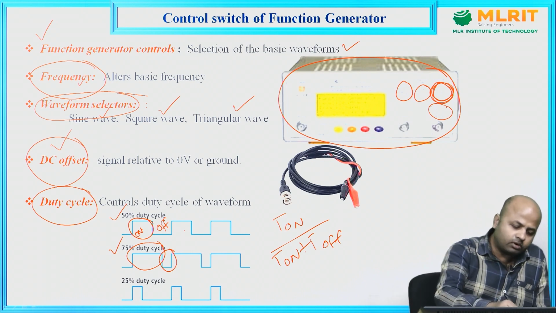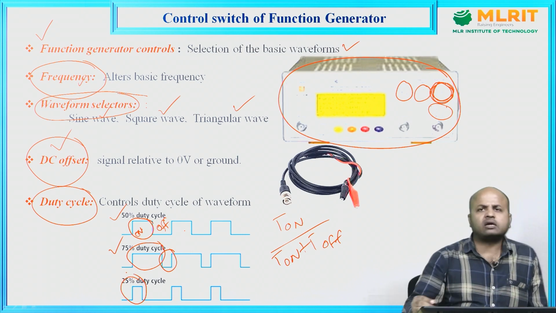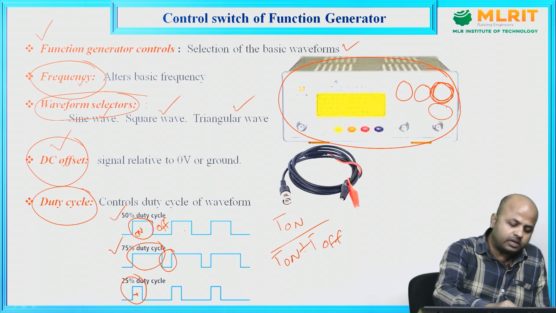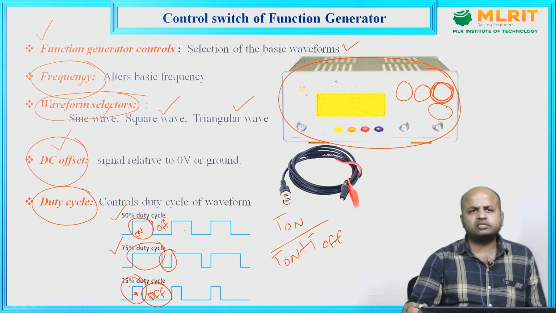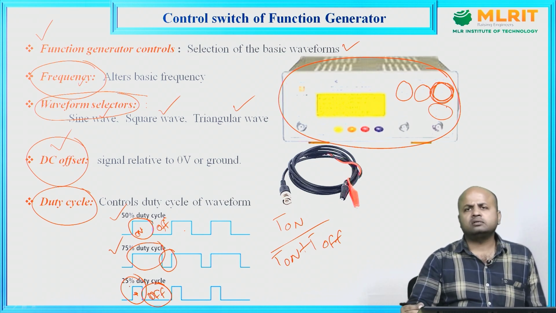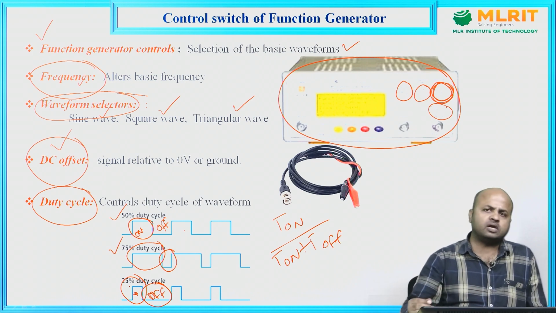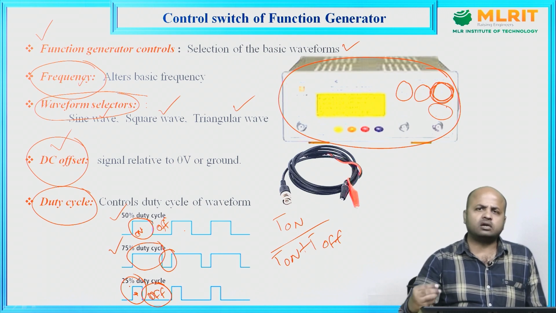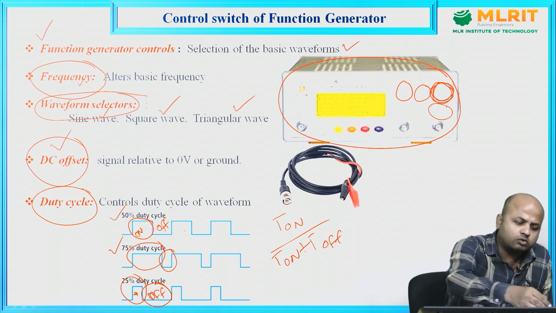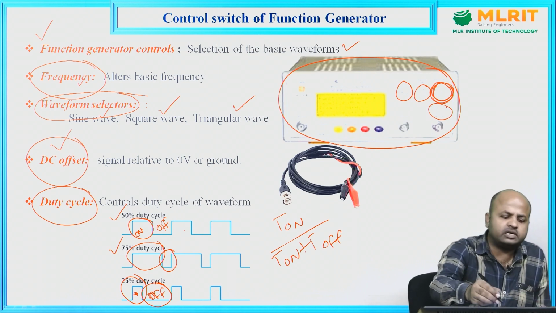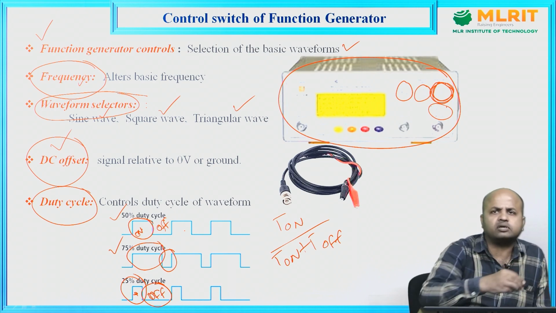In the third waveform, the on time period is very small as compared to the off time period, so here we have less duty cycle. Duty cycle directly represents the on time period of a signal. If the on time period is more, we can say that the duty cycle is more. So with the help of the control switches present in a function generator, we can perform various functions.